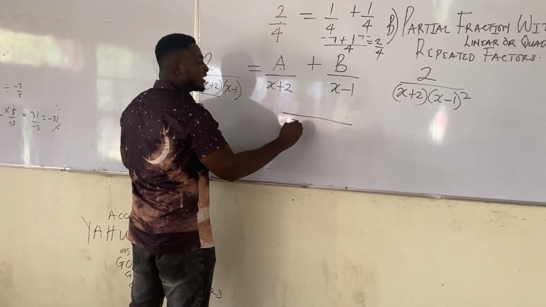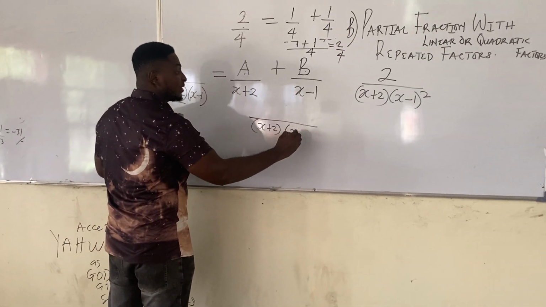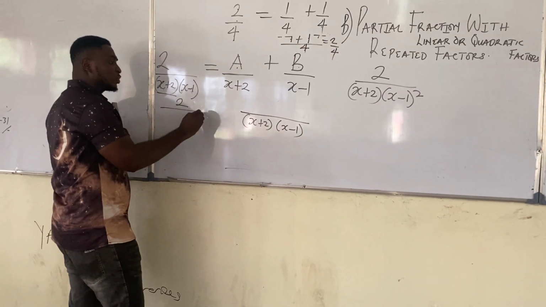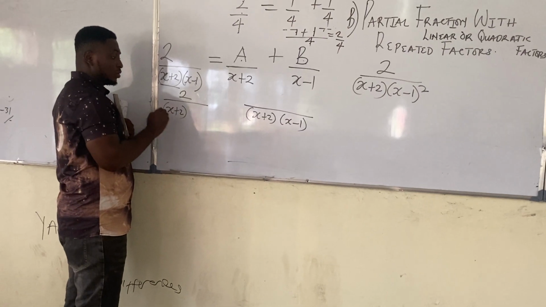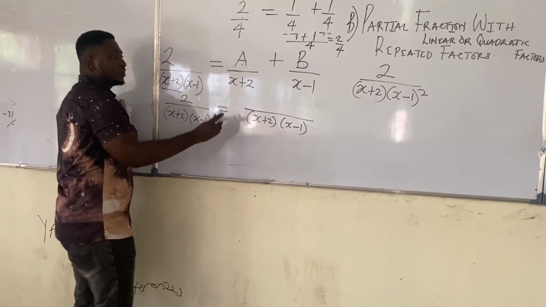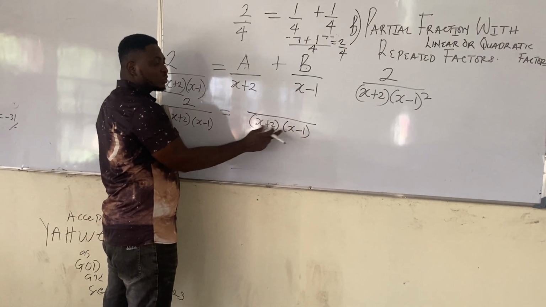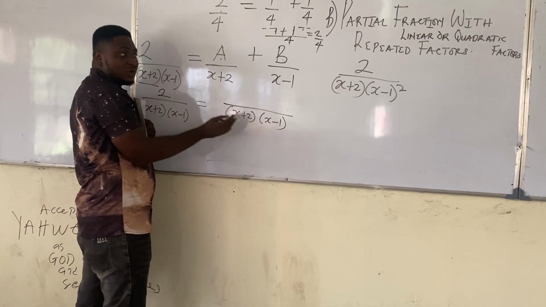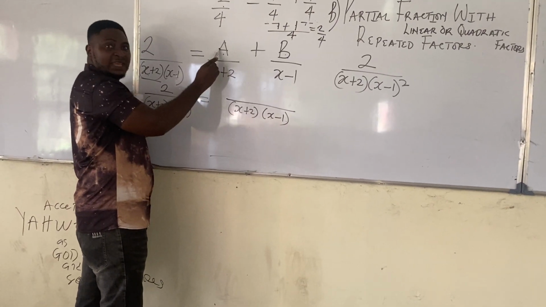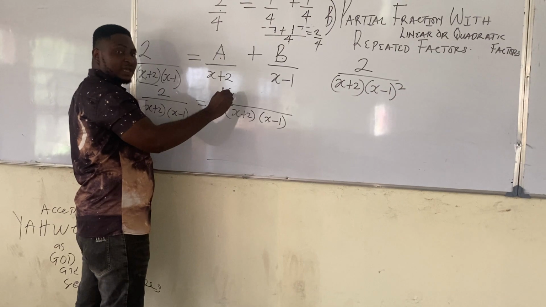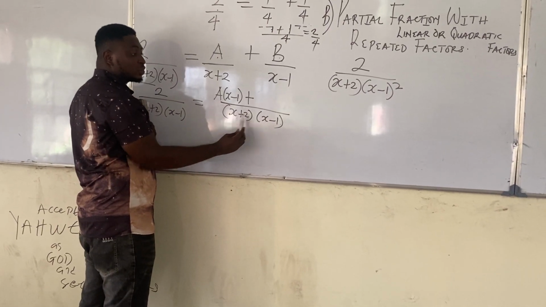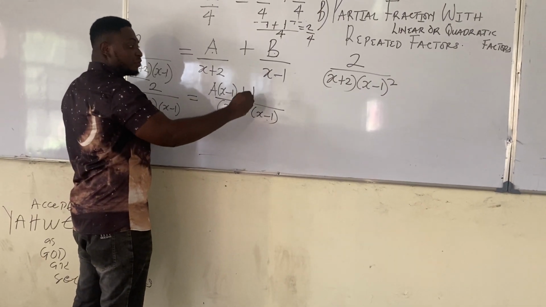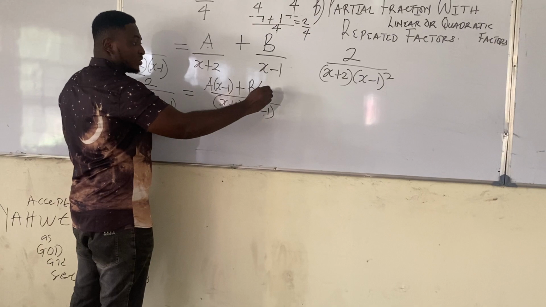Class, LCM must be x plus 2 into bracket x minus 1. What do we have on the left hand side here? 2 all over what? x plus 2, x minus 1. So let's resolve this now. Class, x plus 2, x minus 1 divided by x plus 2. What happens? x plus 2 cancels x plus 2, right? We are left with x minus 1 times A. You have A into bracket x minus 1, plus x plus 2, x minus 1 divided by x minus 1. x minus 1 cancels x minus 1. You're left with B into bracket x plus 2.